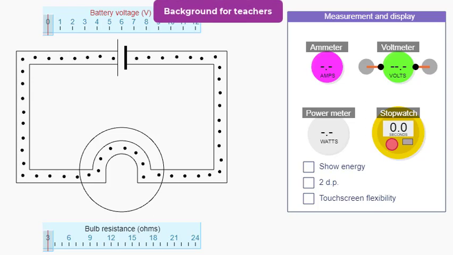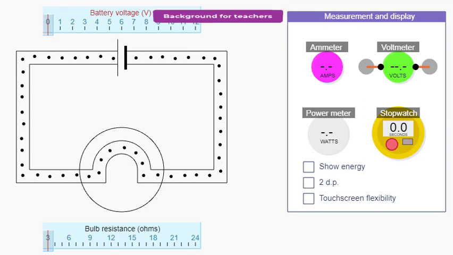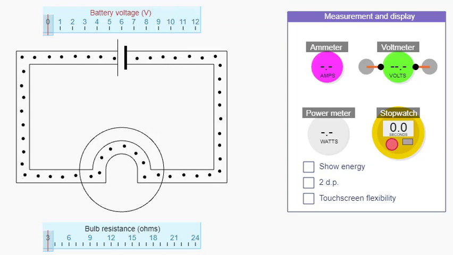The charges are part of the atoms that make up the metal wires, and so they're already there everywhere in the circuit. The charges don't come from the power supply, that just sets them in motion. So let's do that now by increasing the voltage of the power supply gradually, and watch what happens to the charges.